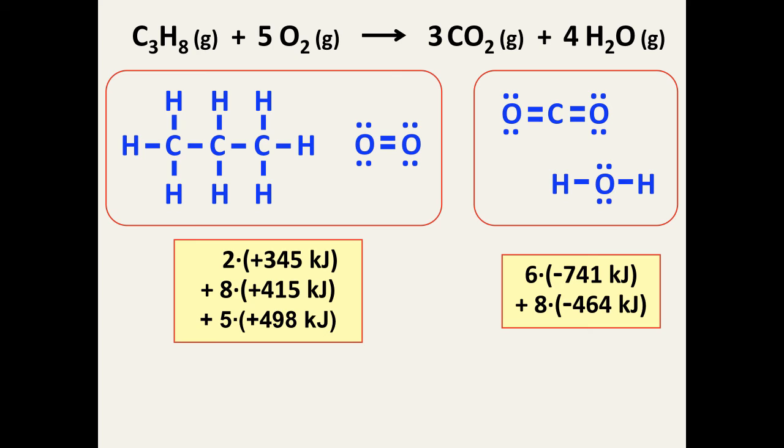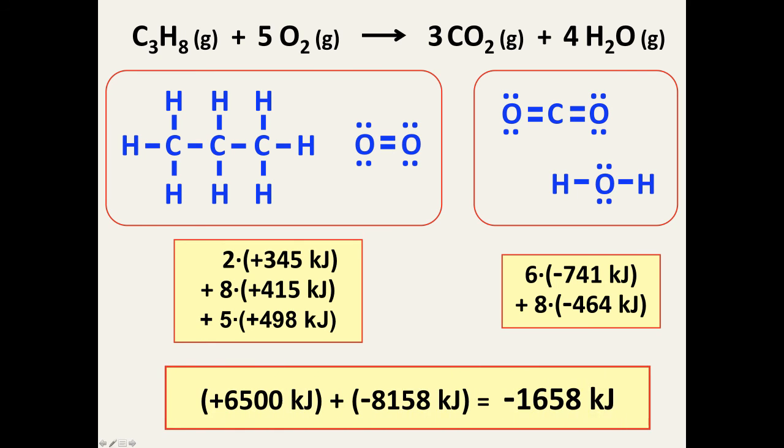And then we just simply combine the amount of energy needed to break the bonds with the amount of energy given off when the bonds are formed. That gives us our total. The total amount of energy to break all of these bonds is 6,500 kilojoules. It's a positive number. The total amount of energy given off in forming these bonds is negative 8158 kilojoules. It's a negative number, of course. And then the total of those is negative 1658 kilojoules for this reaction, for the complete combustion of propane.